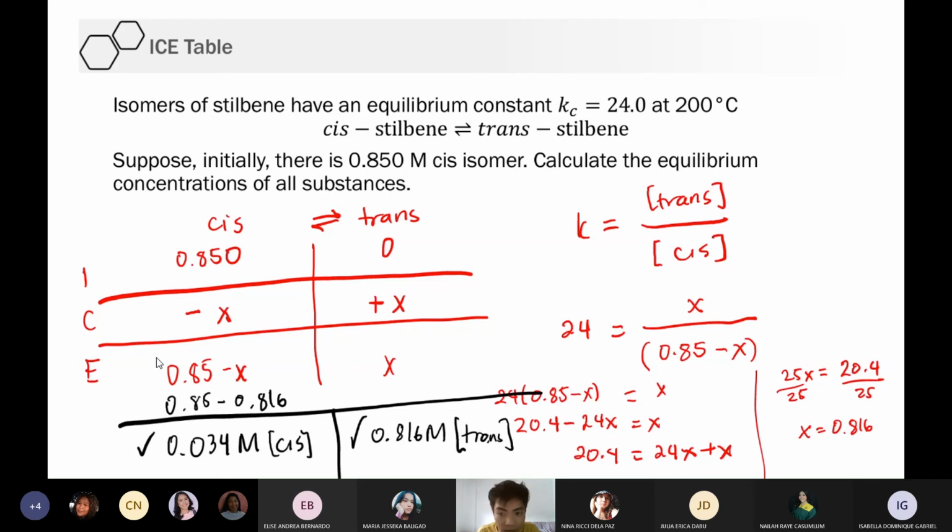So itong E, ito yung equilibrium, you just add I and the C. And then what's next? You plug in the equilibrium expressions into equilibrium constant. So you write the equilibrium constant, you plug in this and that here, then you solve for X. Okay, so once you were able to solve for X, you can now solve for the equilibrium concentration.